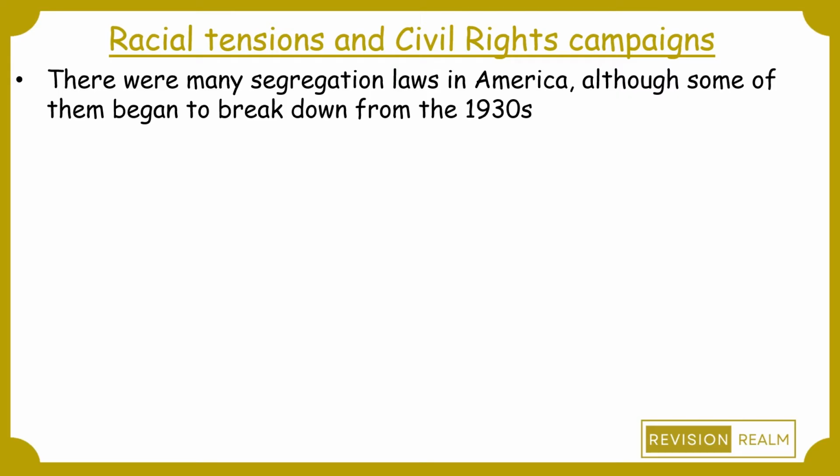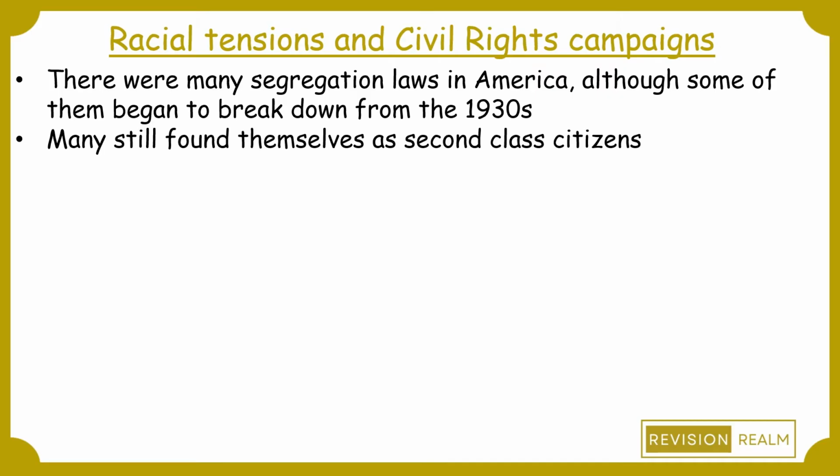From the 1930s, the rights of African Americans had begun to improve in some ways, with a trade union for African Americans set up in 1937, and a law in 1941 that stated that there should be no discrimination in employment, among other things. Despite this, many African Americans still found themselves as second-class citizens, often segregated, discriminated against or subject to the Jim Crow laws. You can find out more about these in my earlier videos.